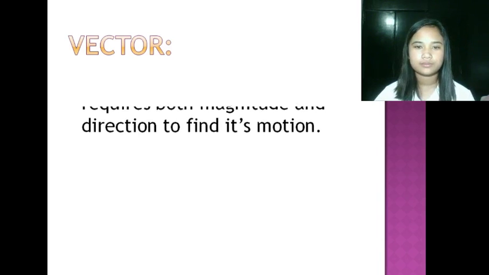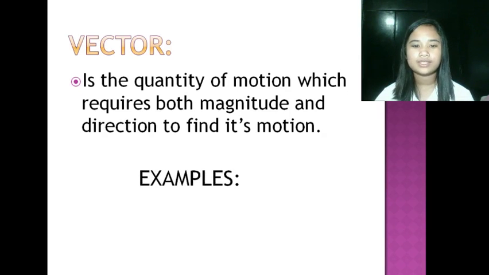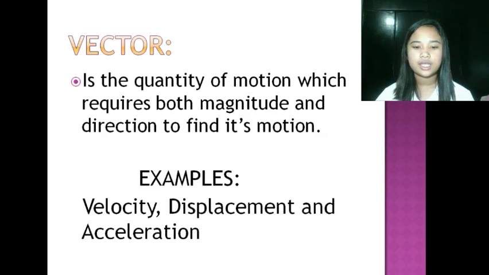And the next quantity we're gonna discuss today is the vector quantity. The quantity of motion which requires both magnitude and direction to find its motion. The only difference between the vector and the scalar quantity is that the vector requires both magnitude and direction, while the scalar only requires the magnitude. A few examples of the vector quantity: the velocity, displacement, and the acceleration.